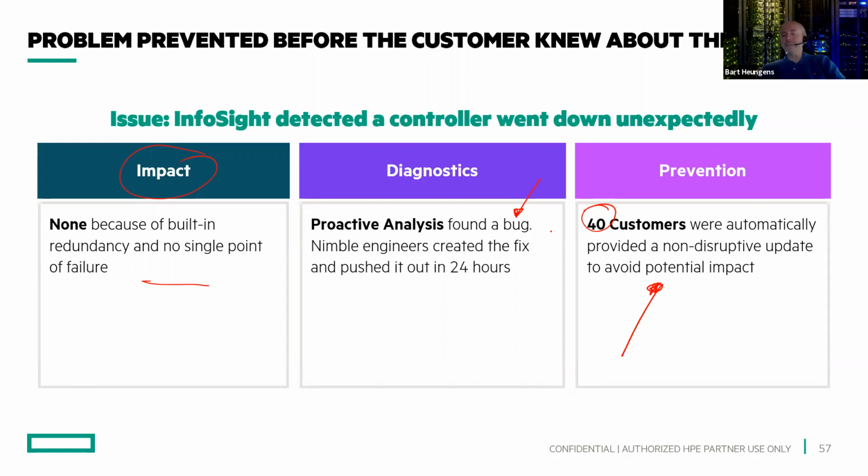They automatically got an update alert saying, please update your Nimble array. By the way, you can do this during business hours because there is no performance impact and no downtime. This was all done automatically. There was a case created, but at the end it was automatically closed as well.